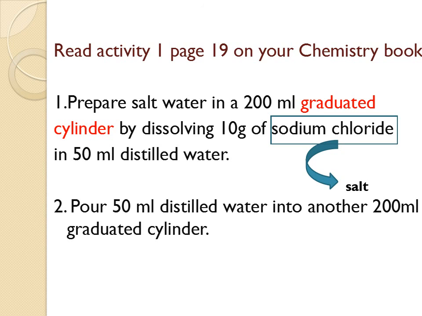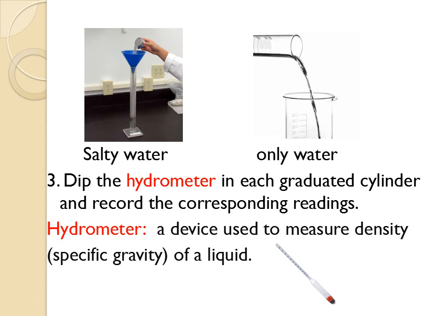Then they pour 50 milliliter distilled water into another 200 milliliter graduated cylinder. Till now they obtained two graduated cylinders. The first one contained salty water and the second one contained only water. Then after that they dip the hydrometer in each graduated cylinder and record the corresponding readings.